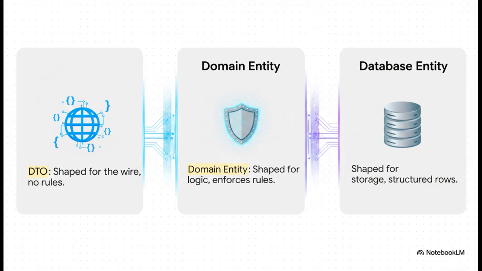Finally, the database entity. This one is shaped exclusively for the object relational mapper as a mutable row in a database table. By enforcing these three distinct shapes, we literally guarantee that malicious or malformed JSON from the web can never, ever bypass our core business rules.